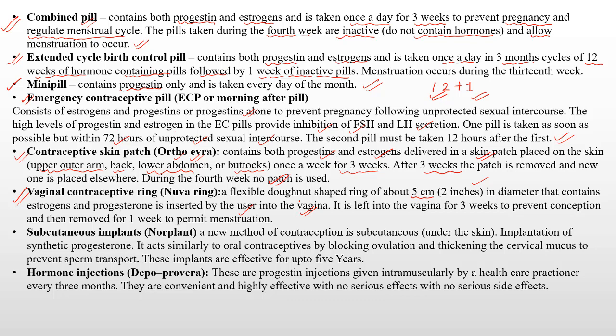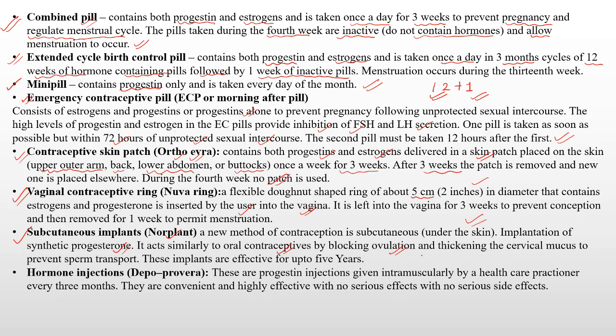So the vaginal contraceptive ring is a ring with a diameter of 5 cm, that is 2 inches, that contains estrogen and progesterone, releasing them to prevent conception. Then subcutaneous implants, Norplant. A newer method of contraception is the subcutaneous, under the skin, implantation of synthetic progesterone. It acts similarly to oral contraceptives by blocking ovulation and thickening cervical mucus to prevent sperm transport.